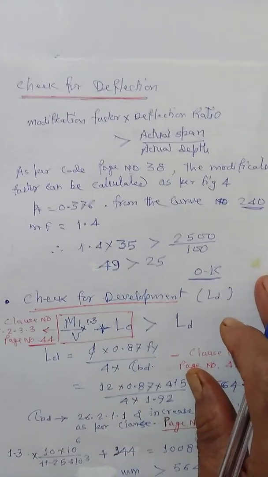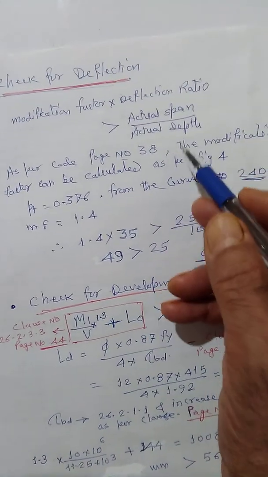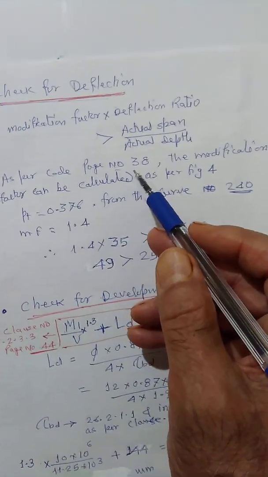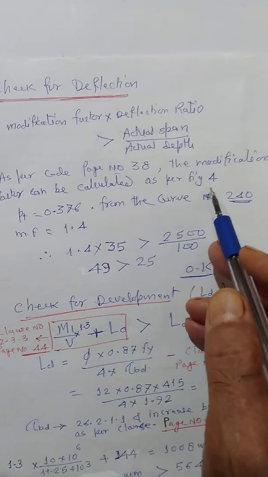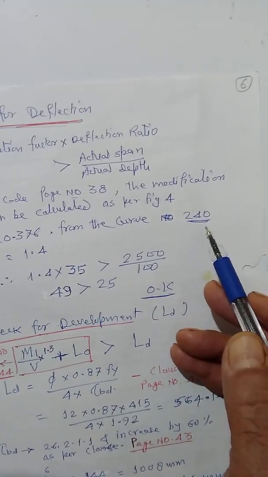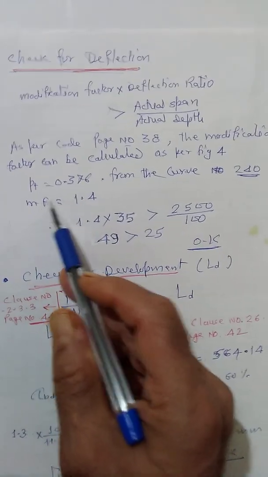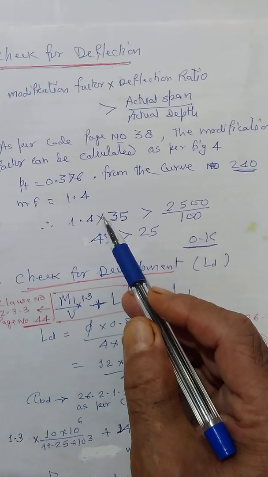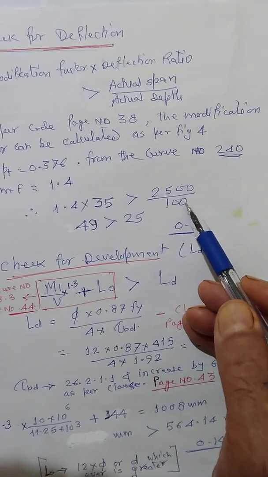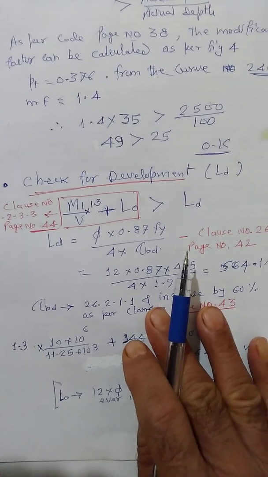Now we go for the next check, that is the check for deflection. Modification factor times the span to depth ratio. As per page number 38, the modification factor can be calculated as per Figure number 4. The curve will be the Fe 415 curve, because 0.58 of fy comes out to 240. The modification factor comes out to be 1.4. That is 35, which we have already taken, into the span by actual depth ratio. So 49 is greater than 25. For deflection it is safe.